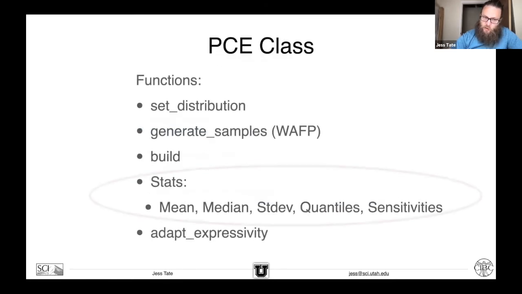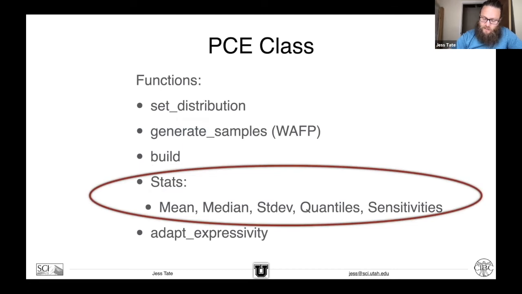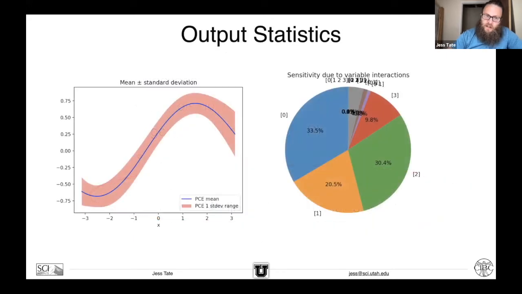Next, we want to talk a little bit more about the stats that you can get out of UncertainSCI from our PCE class. Jake showed some of them. For instance, the mean and standard deviation, I think most people understand fairly well. Maybe a little bit less easy to understand are these sensitivities. And what we're showing here in this pie chart and what Jake showed earlier are the global sensitivities.